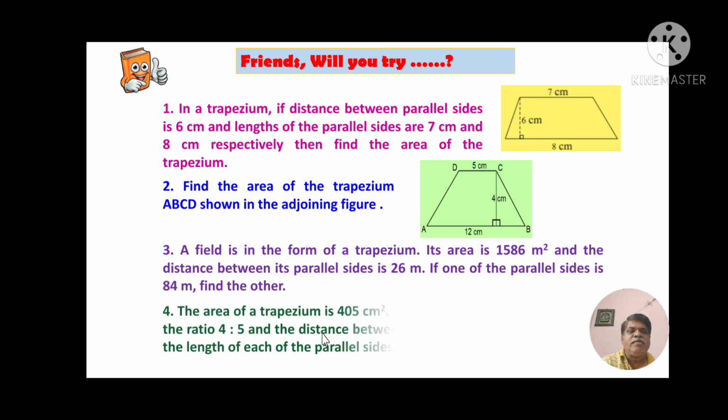The area of a trapezium is 405 cm square. Its parallel sides are in the ratio 4:5 and the distance between them is 18 cm. Find the length of each side, that is, parallel sides of this trapezium.